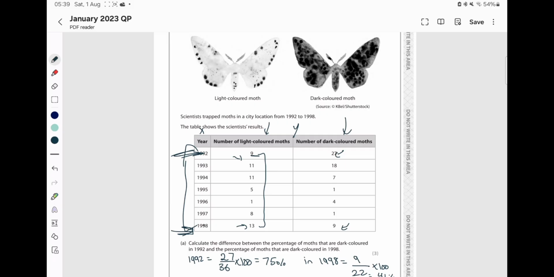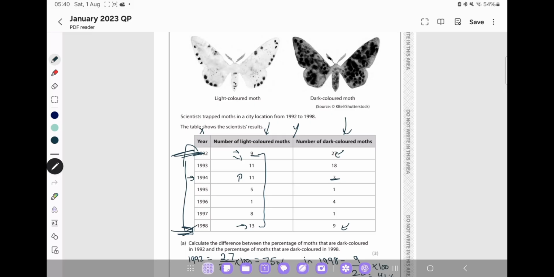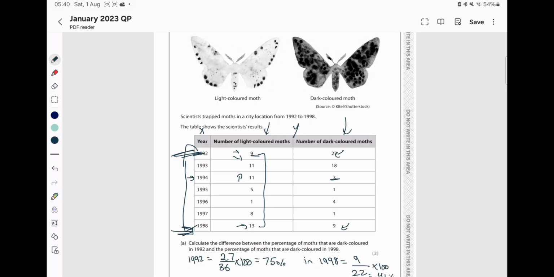Okay, now we're gonna go by year. Obviously, in 1992 we had more light colored moth than we did dark, and moving on to 1993 we had the same situation. But in 1994 it looked different for the light colored ones. The light colored ones were so much higher than the dark colored ones. So at the end of 1994, we had more light colored moth than we did dark. But before that, we always had more dark ones.